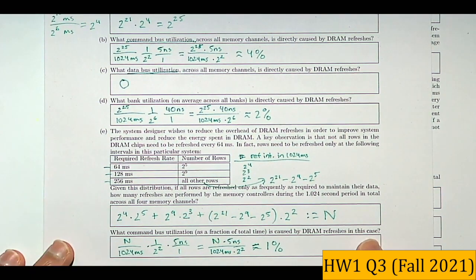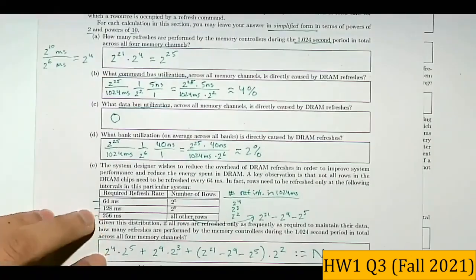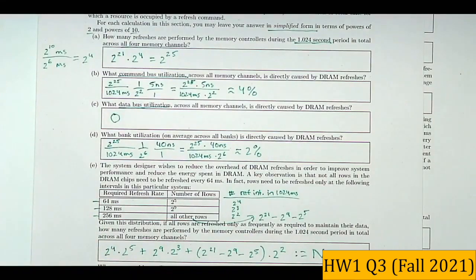Yes? So you consider that this command bus utilization is for... yeah. Right, so each channel experiences the exact same number of refreshes, right? Because there's the same number of rows. So, okay, you said up there that those are different intervals for different numbers of rows? Yes. But in the whole system? Yeah.